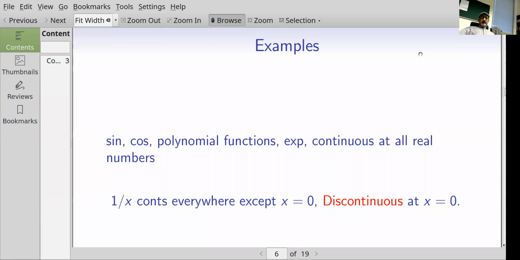You should know the continuity properties of some of the common functions. Sine, cosine, polynomial functions, the exponential function, they are continuous at every real number. The function 1 over x is continuous everywhere except at x equal to 0. If you think about drawing the graph, there's a break at x equals 0, or we say that it's discontinuous at x equal to 0.